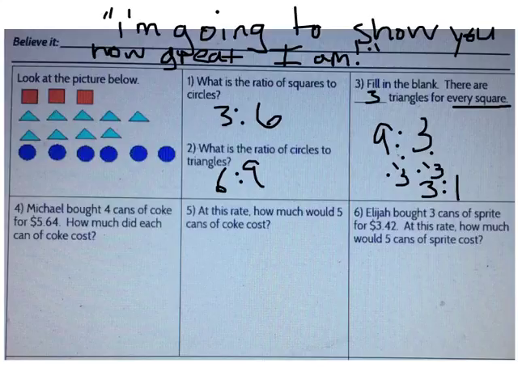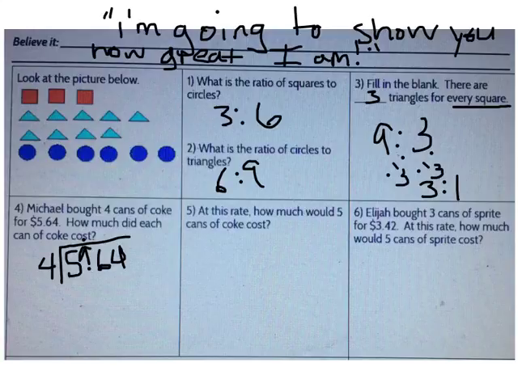Now let's do some unit price problems. Michael bought 4 cans of Coke for $5.64. How much did each can of Coke cost? Well, I can divide $5.64 by 4 to find the price. Remember to bring your decimal straight up.